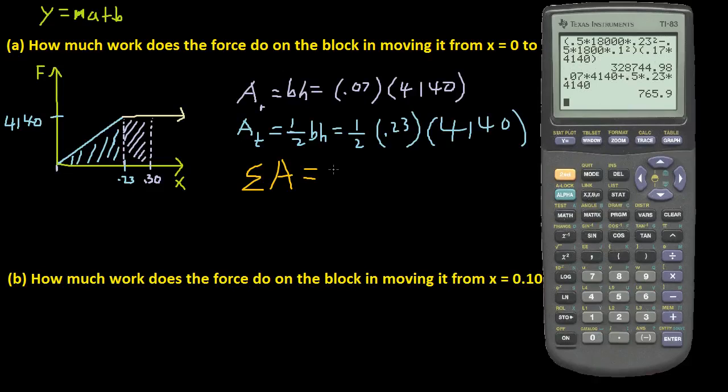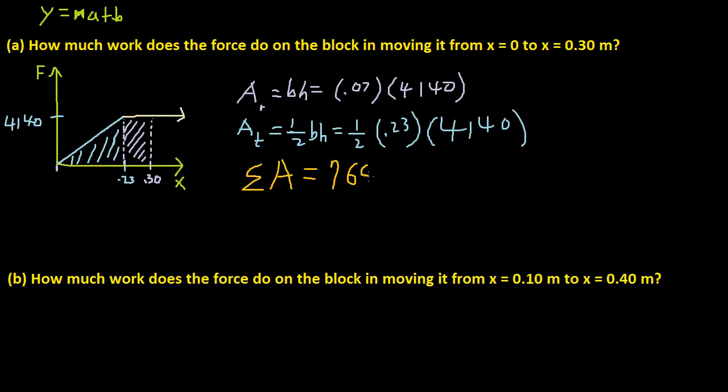It's going to give us 765.9 joules, because we've defined that work is equal to the area under the curve, because work is equal to force times distance. Okay, and in the next video we'll see how we can derive an equation from this and try to solve part B more algebraically.